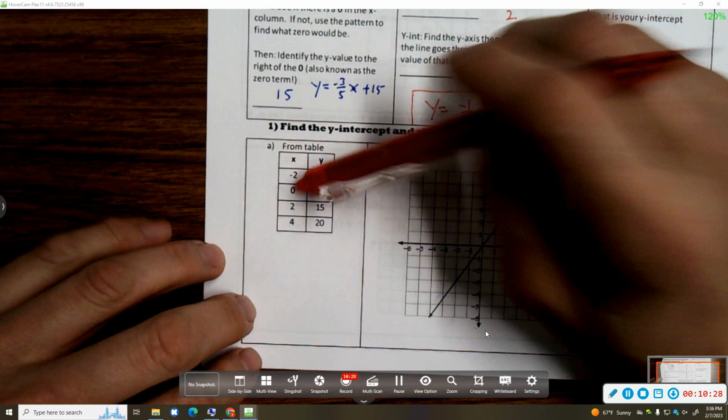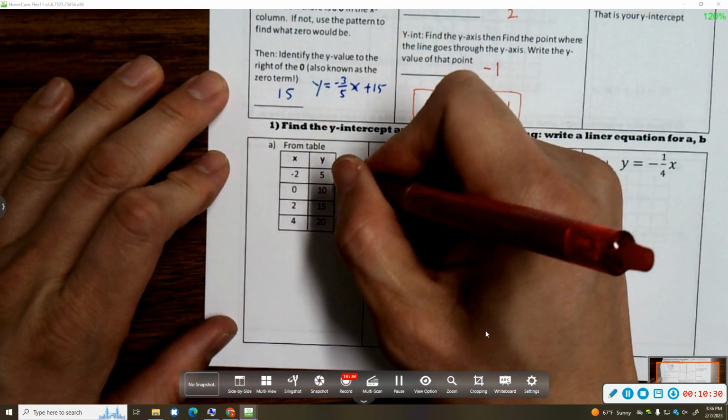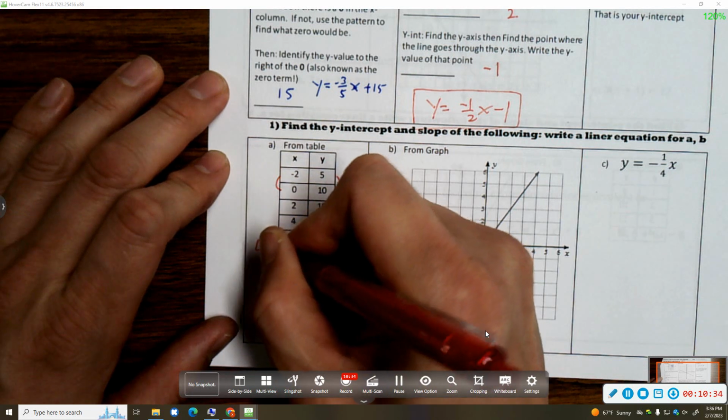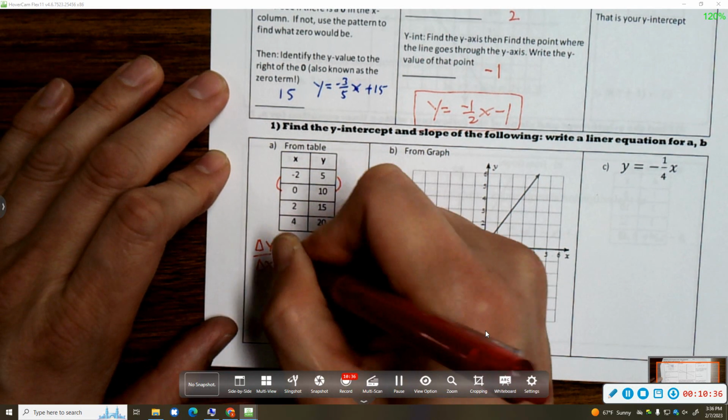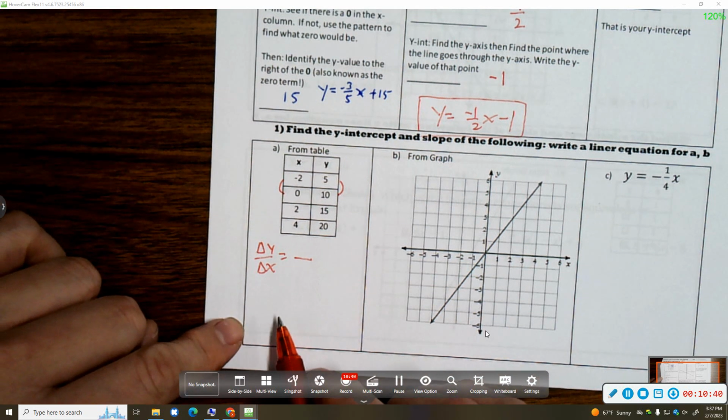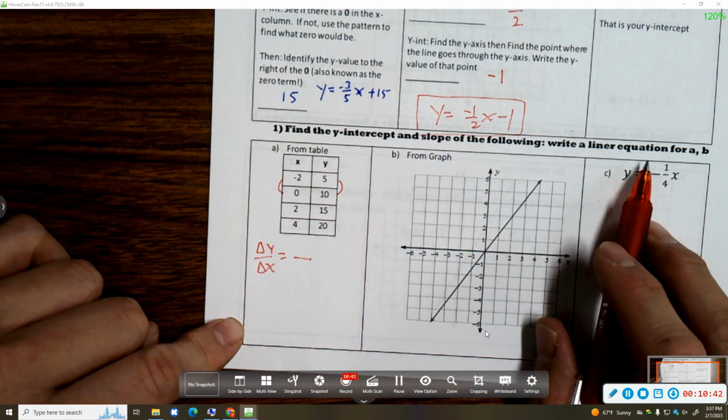All right, and that's pretty much it for our notes. Okay, so this one is the same thing. You want to find your change in y over change in x. That should give you a fraction answer. And then find your y-intercept.